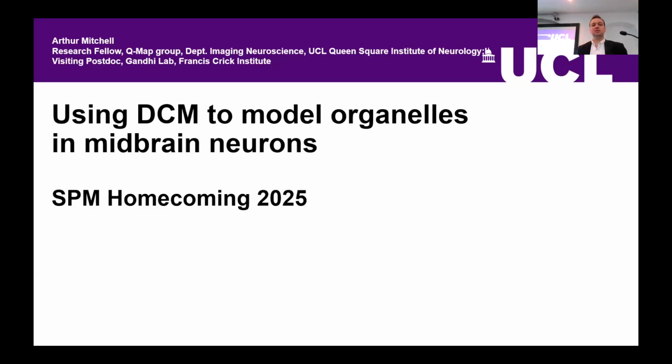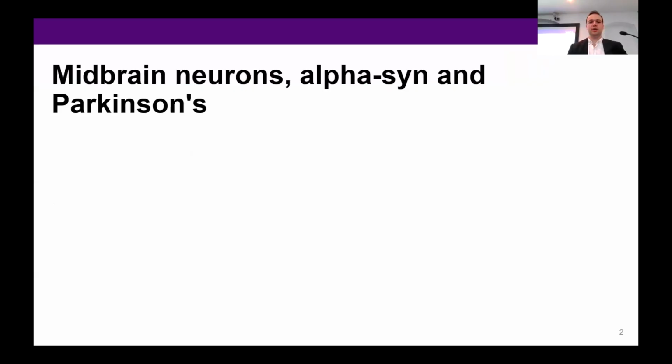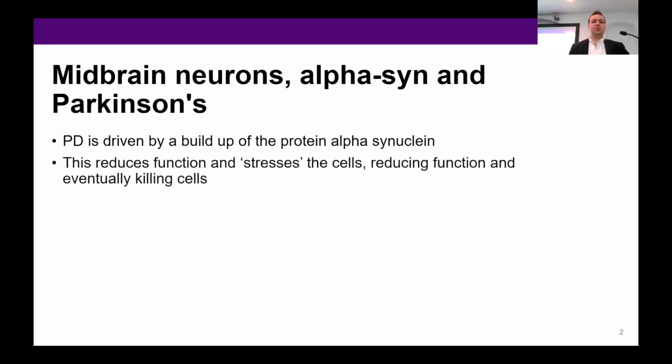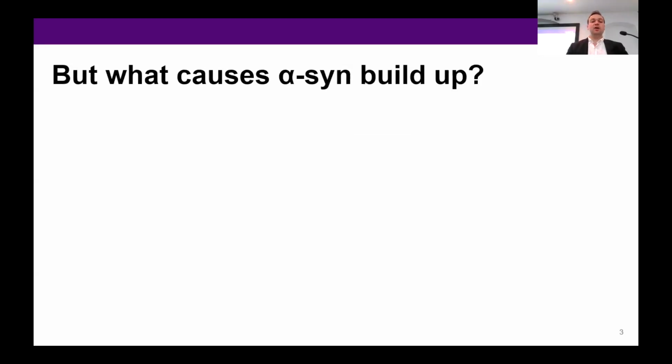So yes, I've been using dynamic causal modeling to model organelles in midbrain neurons. A very brief introduction: Parkinson's disease is driven by a buildup of a protein called alpha-synuclein, which impairs organelle function in the cells, stresses them, and will eventually lead to cell death. So the next logical question perhaps is, what actually causes alpha-syn buildup?